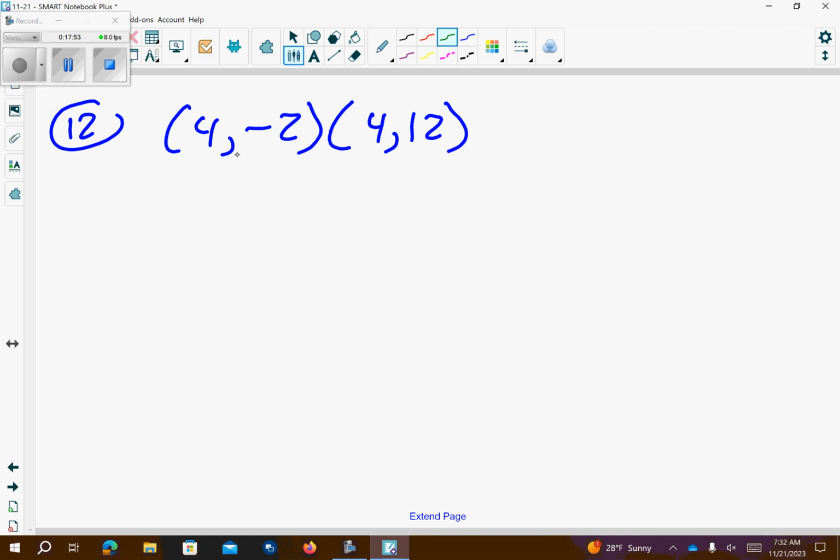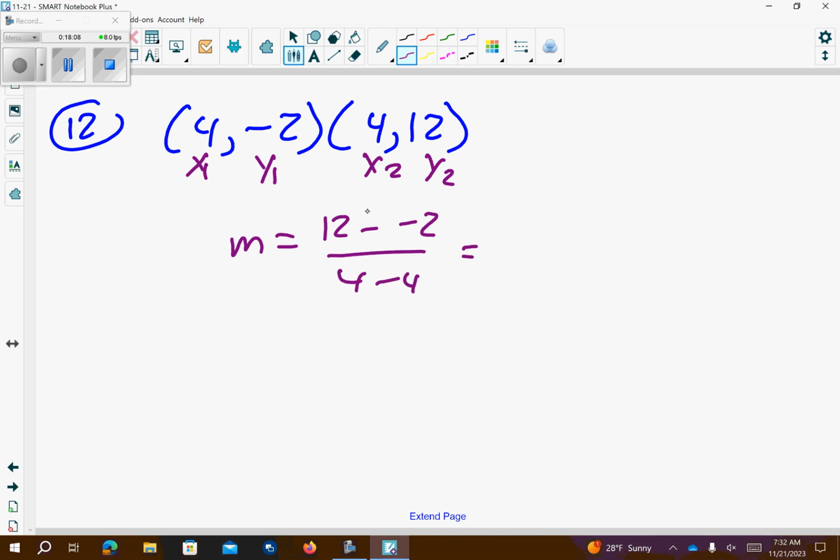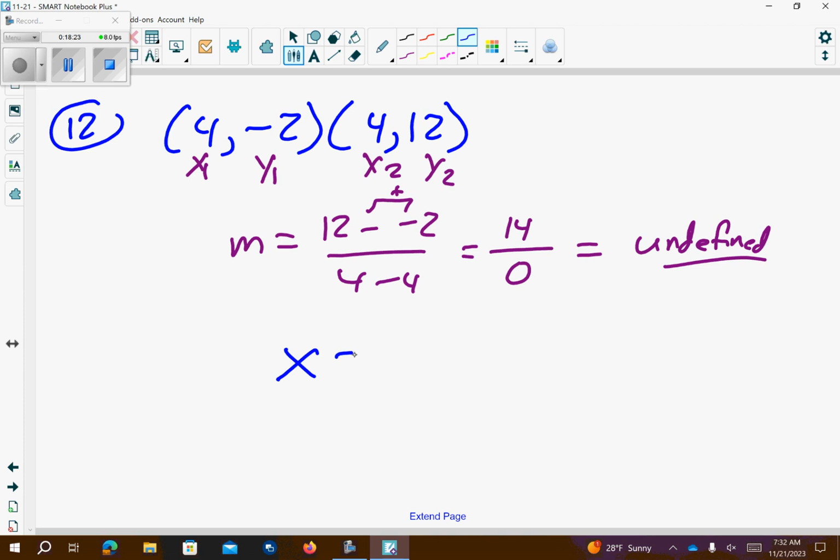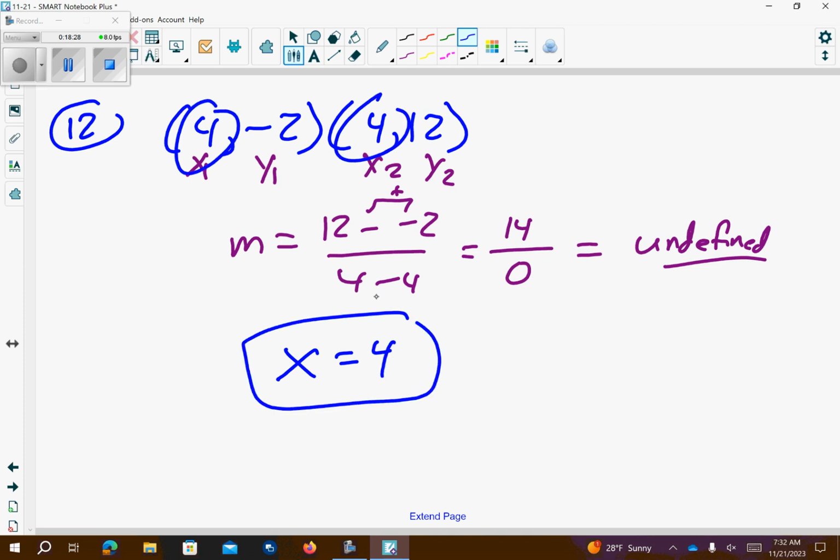Number 12, neither one of those is my y-intercept because I don't have a 0 on the x spot. So x1, y1, x2, y2. Let's plug. So I'm going to get 12 minus negative 2, 4 minus 4. That's going to give me a plus on top, so that's 14 over 0. 14 over 0 is undefined. So remember, undefined is a vertical line. Undefined is always x equals. Well, let's take a look at both my x's. They're the exact same, so x equals 4 is the only answer that works.